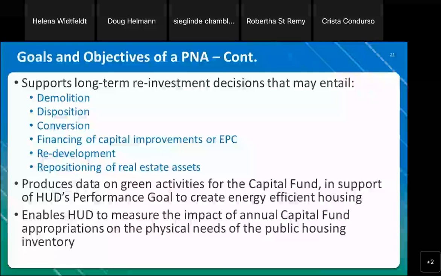Green activities can be identified and funded through the capital fund program, and of course that will support HUD's performance goals to create energy efficient housing, which you want to be able to articulate. And remember, the housing authorities' operating subsidies are coming up, and when you have energy efficient utilities, this is one other reason why you want to create a physical needs assessment to obtain that energy efficient goal, and measures to impact capital funding for appropriations. We talked about that because there's never enough money, but we can fight for money.